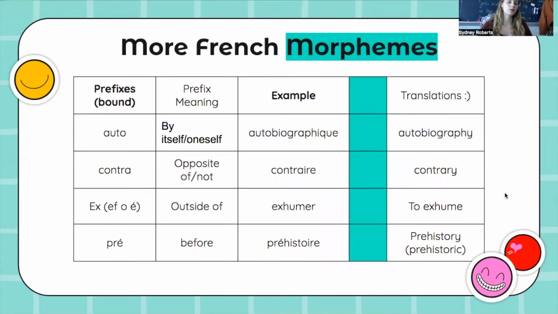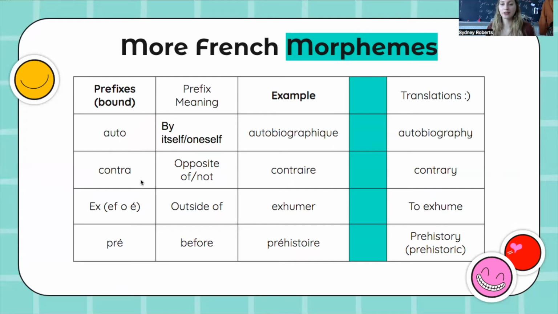And then some more French morphemes, prefixes like auto, contra, ex, foi, auprès, all have their own meanings. So the prefix auto would mean by itself, by oneself, which is just the same in English. So for example, the term autobiographique, there we go. Still brushing up on my French. And that would translate to autobiography.